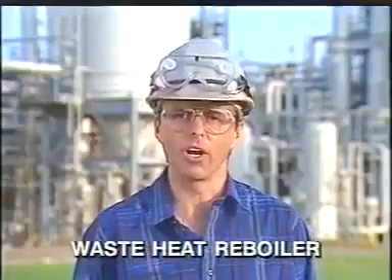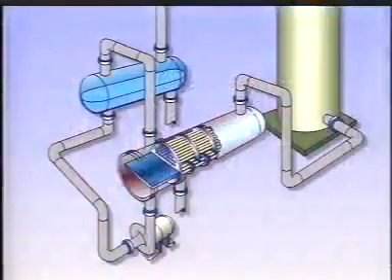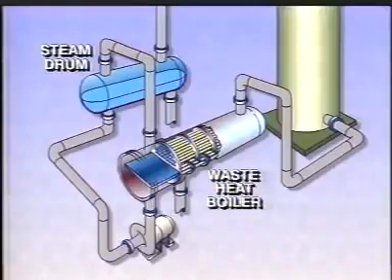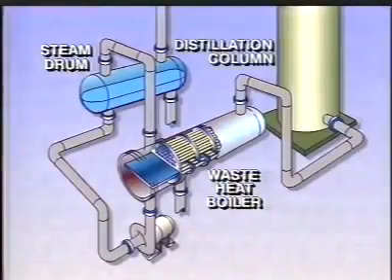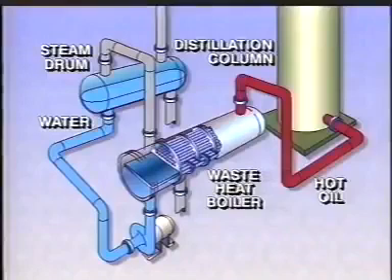The final application that we'll look at is one that converts waste heat into valuable steam. The heat exchanger used for this purpose is called a waste heat reboiler. Let's look at a diagram of a typical waste heat system. The main components are a steam drum, a waste heat boiler, and a distillation column. Water from the steam drum is sent through the tubes of the waste heat boiler, while hot oil from the bottom of the distillation column moves through the shell.